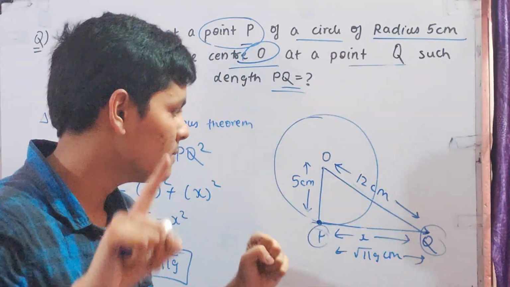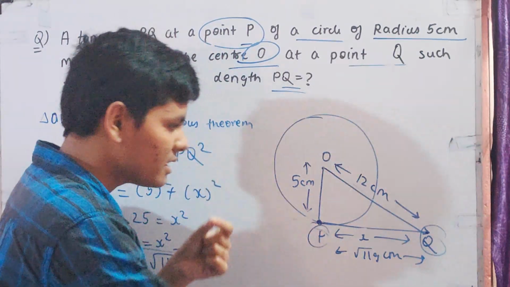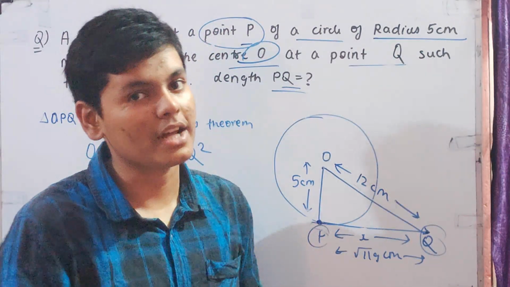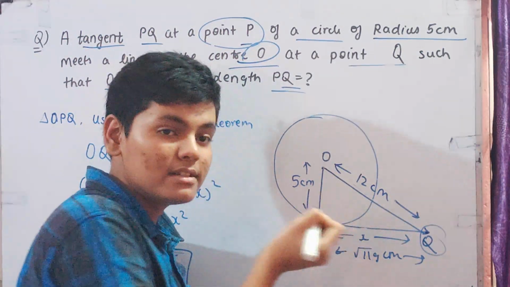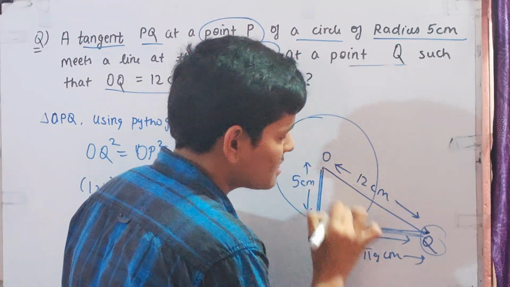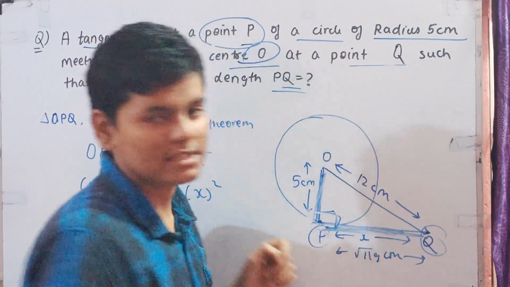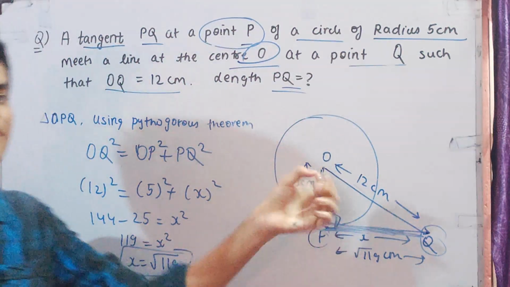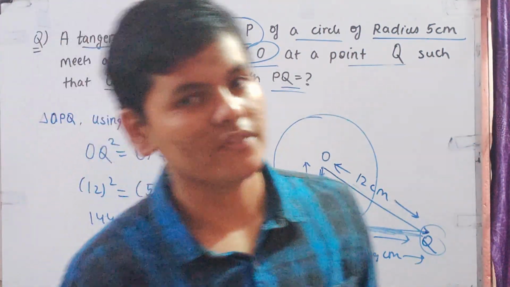Now again, one more question. How did we find that this is 90 degrees? Using theorem 1. We used theorem 1, but we didn't even identify it. QP is a tangent, OP is a radius. Tangent and radius make 90 degrees with each other. Since they make 90 degrees with each other, we can use the Pythagoras theorem in this problem. Hence, this was our first problem.